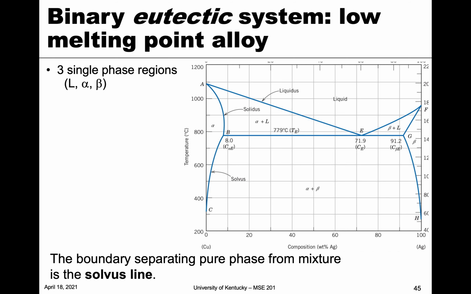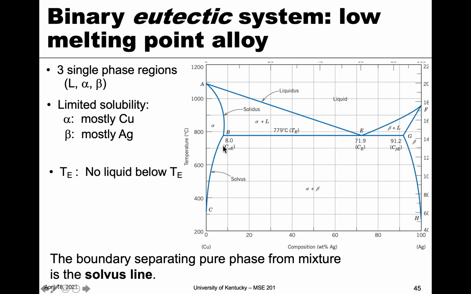All right, so in this overall diagram, we have 3 single-phase regions. We have a liquid region up here, we have an alpha region over here, and we have a beta region over here. We have limited solubility, right, from these narrow regions of alpha and beta, only up to 8 and 8.8%. So alpha is mostly copper with a very small amount of silver. Beta is mostly silver with a small amount of copper, depending on your location.